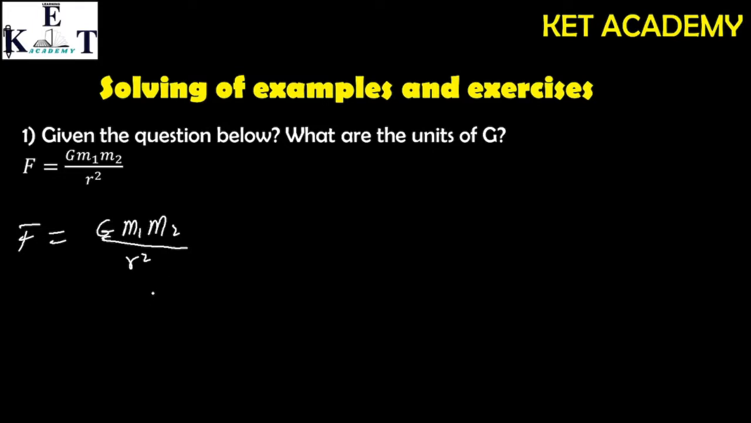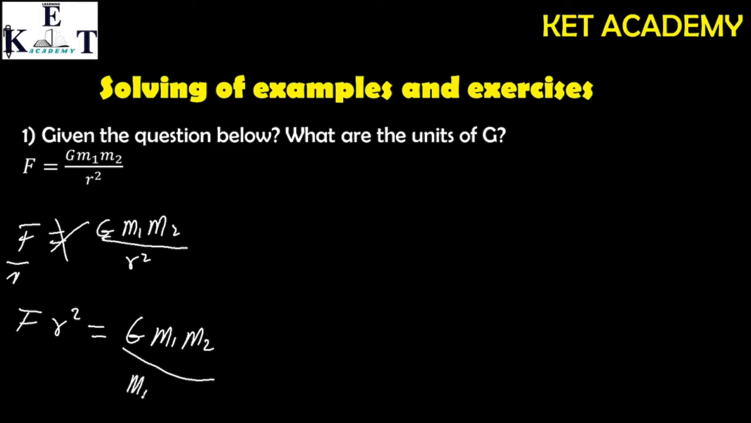Now we have that. The first thing we need to do is to divide all through by 1 and cross multiply. If we cross multiply, we're going to have F times r squared equal to G m1 m2. Now since we're looking for G, we're going to divide all through by m1 m2. So this alone would imply that G will simply be equal to F r squared all over m1 m2.